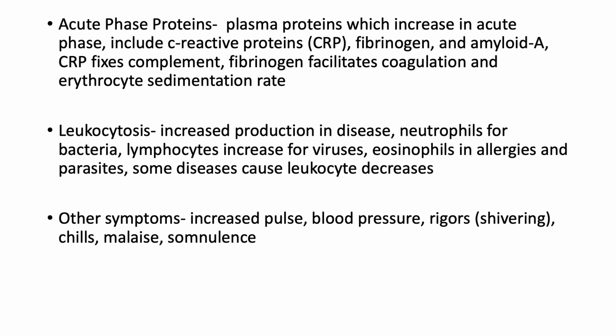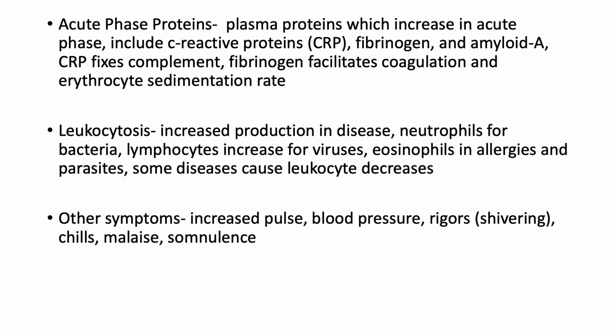There are also acute phase proteins. These are plasma proteins which increase in acute phase. They include C-reactive proteins, abbreviated CRP, fibrinogen, and amyloid A. CRP fixes complement. Fibrinogen facilitates coagulation, and the erythrocyte sedimentation rate is increased.